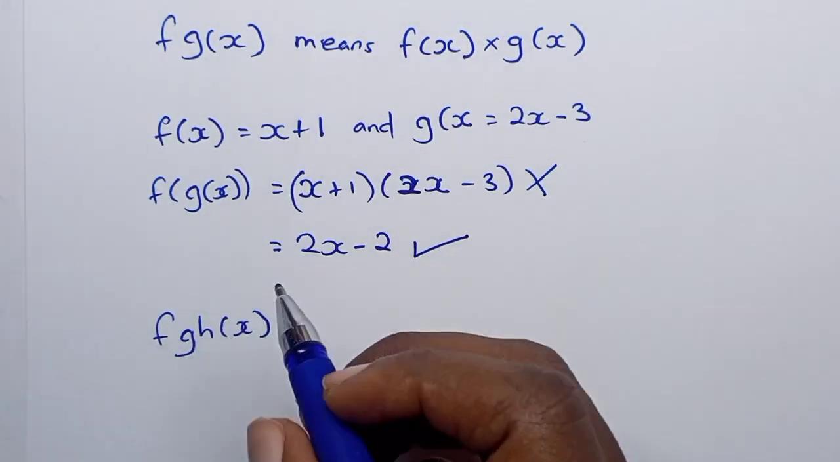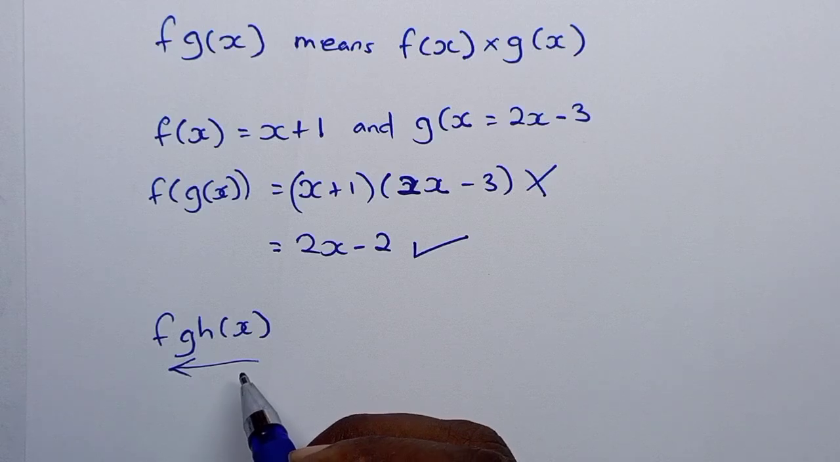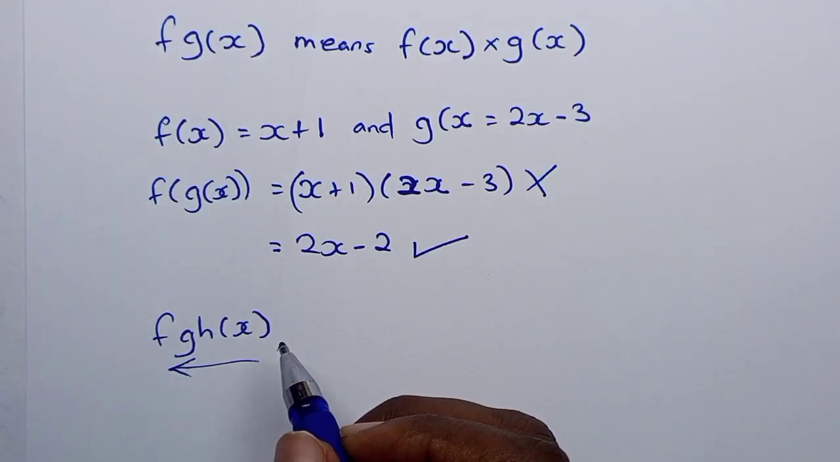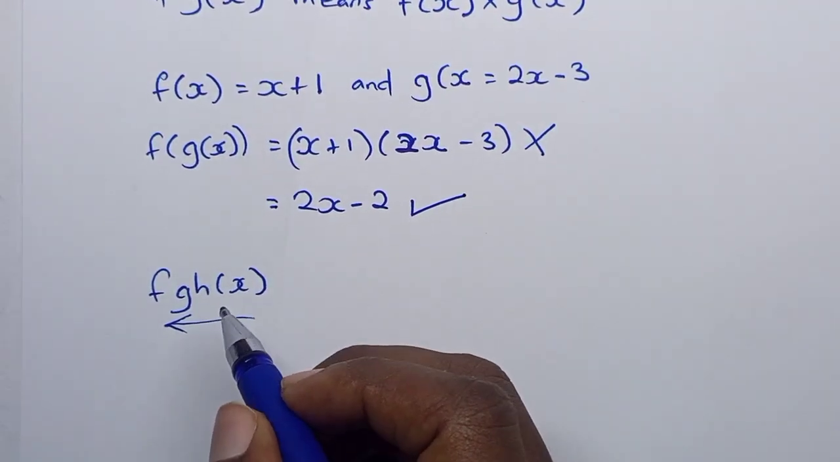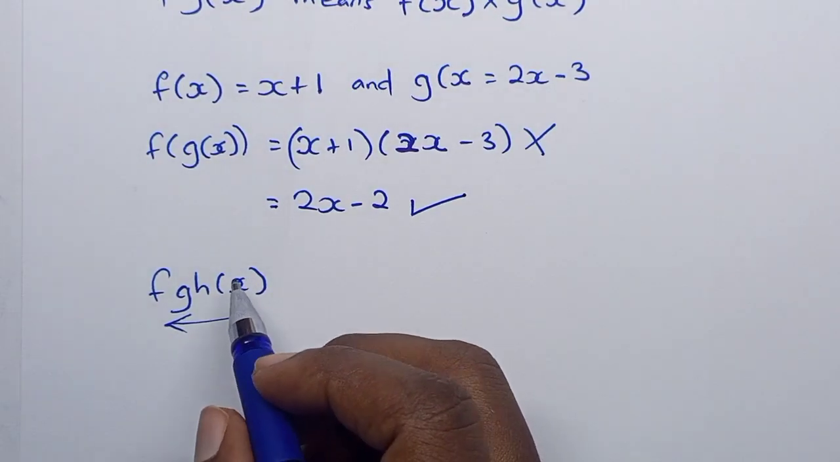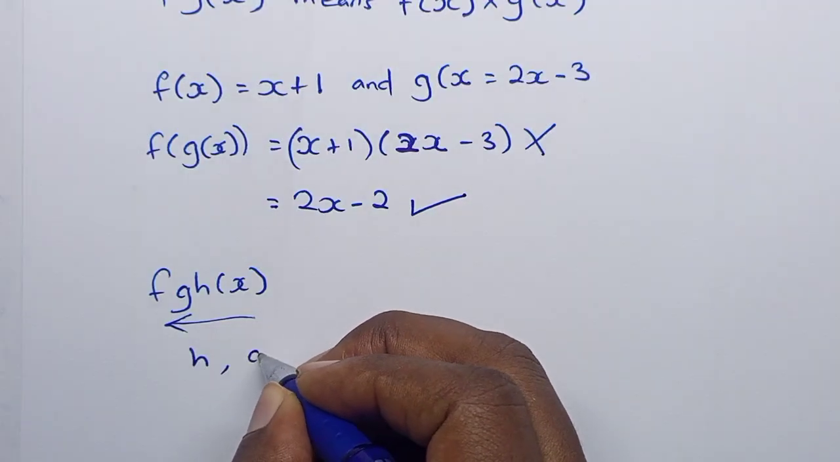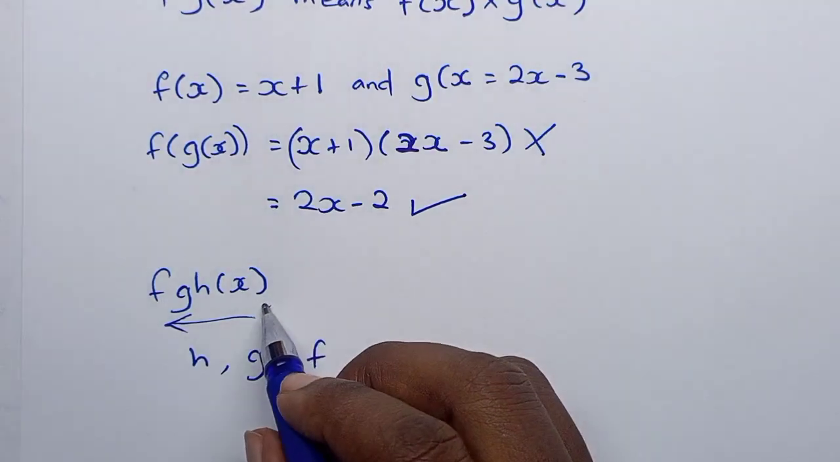From right to left. So you work this way, going in this direction, rather than working going to this direction. So that's a common error that students make. So this here would mean that you should apply in this order. You should work out h first, then you work out g, and then you work out f. That is the right order, from left to right.